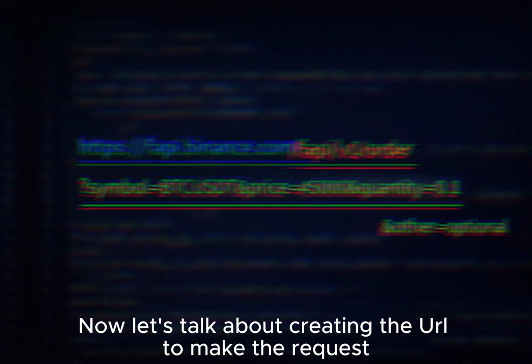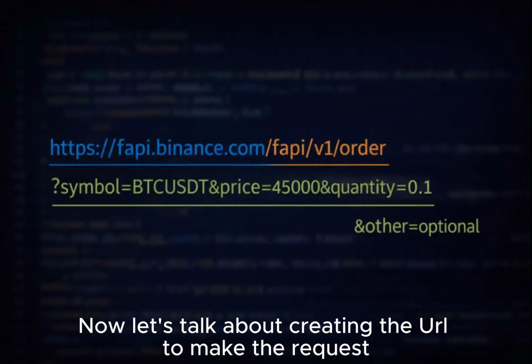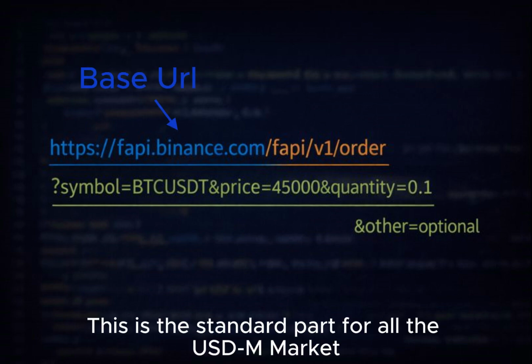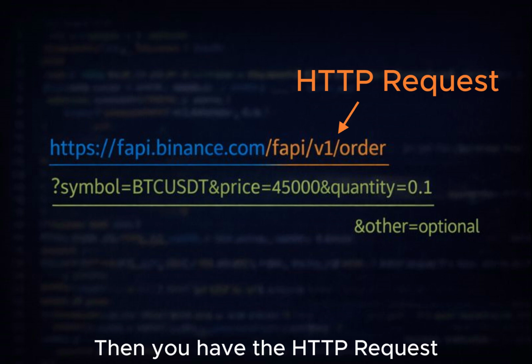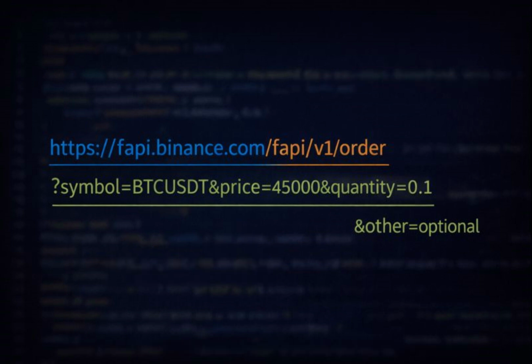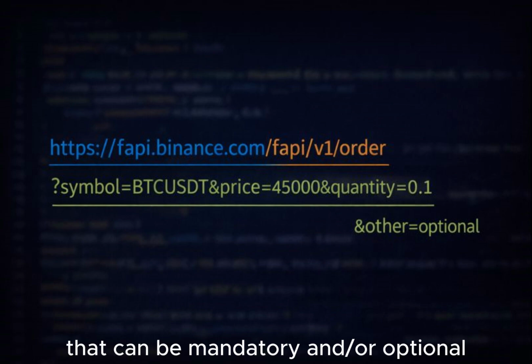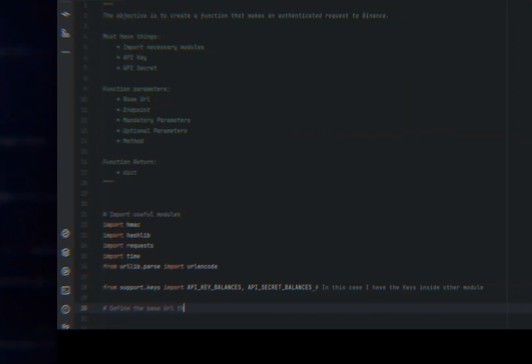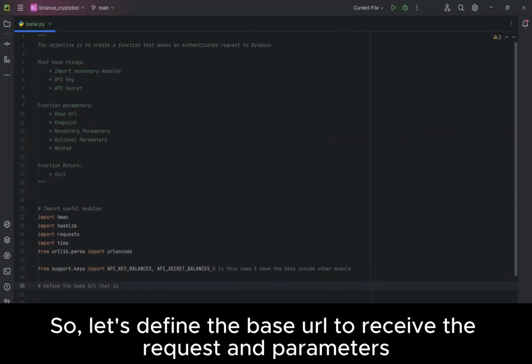Now let's talk about creating the URL to make the request. This is the standard part for all the USDM market. Then you have the HTTP request, and each request has its own parameters that can be mandatory and/or optional. So let's define the base URL to receive the request and parameters.